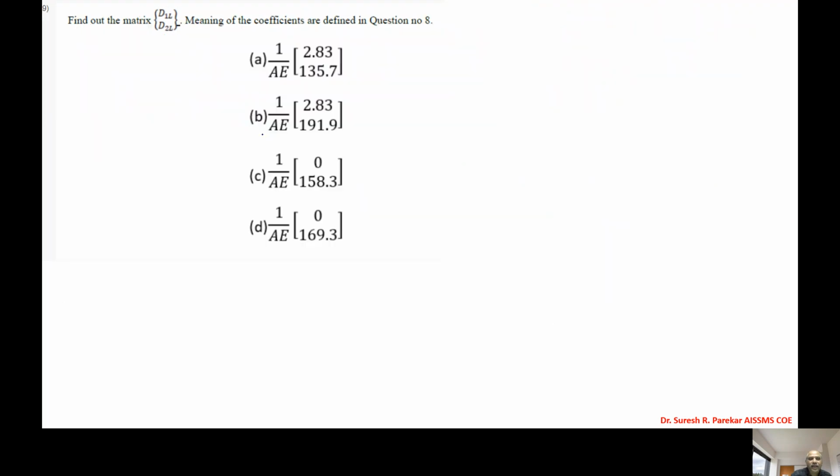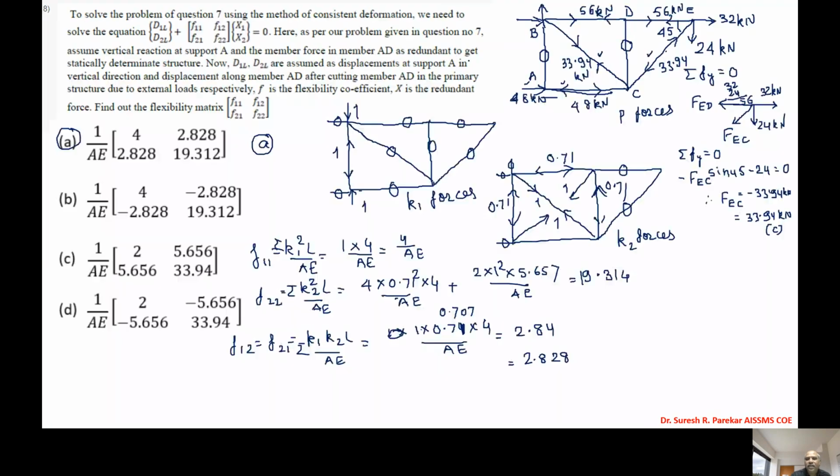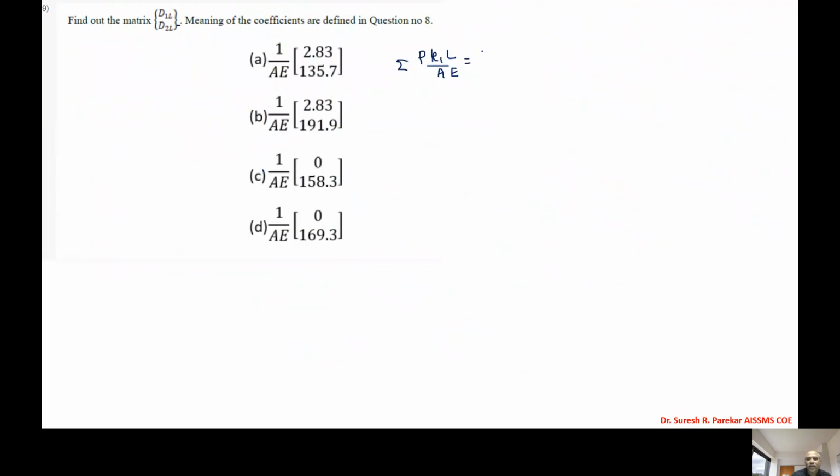Then we have next, that is D1L, we have summation PK1L upon AE. Now we can see in the P forces we have AB as 0, and in the K forces we have AB as 1, the others are 0 for K1, and here we have others but that is of no use. So we are going to get summation PK1L upon AE, which is D1L, and this value we have 0.